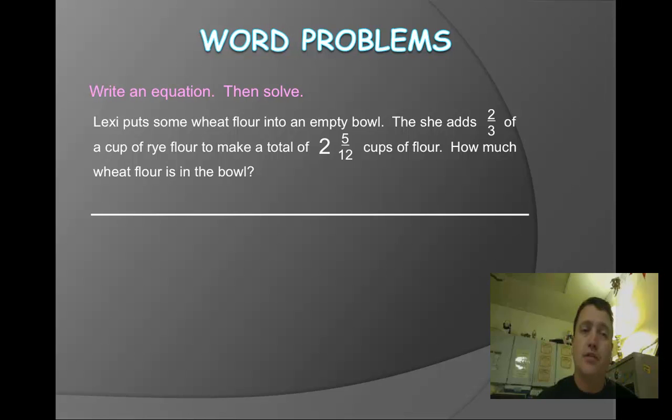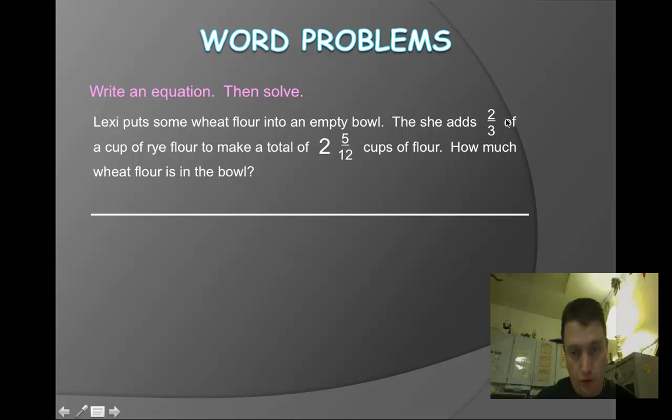So let's look at this first one. Lexi puts some wheat flour into an empty bowl. Then she adds 2/3 of a cup of rye flour to make a total of 2 5/12 cups of flour. How much wheat flour is in the bowl? All right, so I have to think about what I know in this problem already. Well, I see this keyword total. That means all of it. It means all the flour that's in the bowl is 2 5/12 cups.